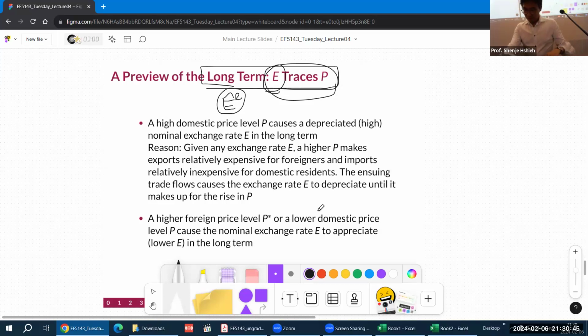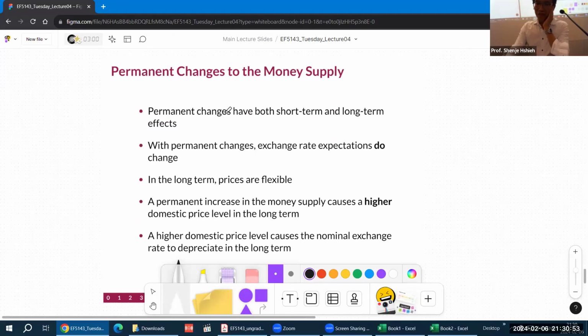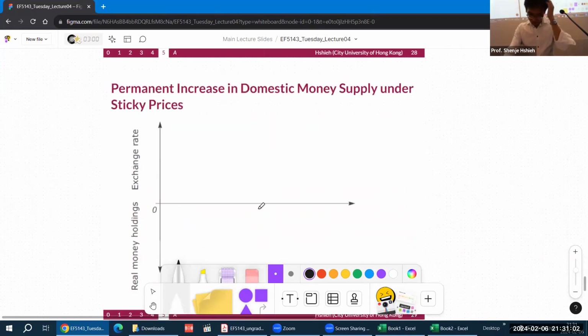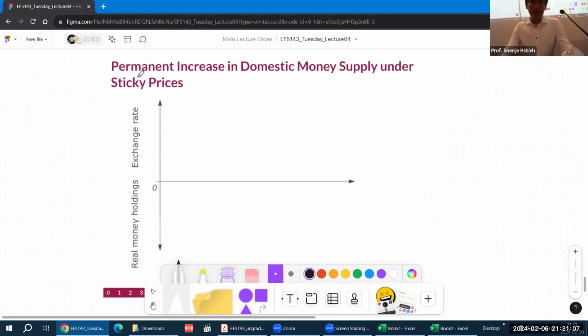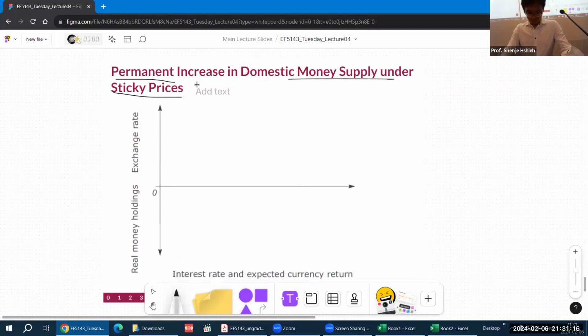Okay, so maybe let's do a permanent scenario before I give you this explanation. Let's look at a permanent change in money supply. Let's go ahead and do the analysis first, and then I'll summarize. I'll backtrack a little bit. All right, so title: permanent increase in money supply under sticky prices. And then I'm going to transition from short run to long run.